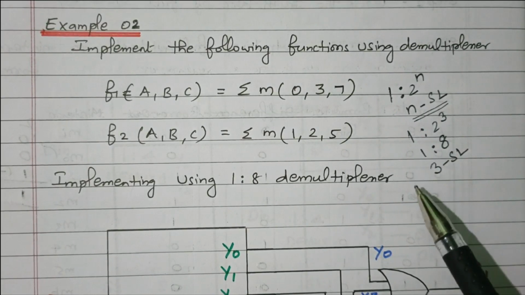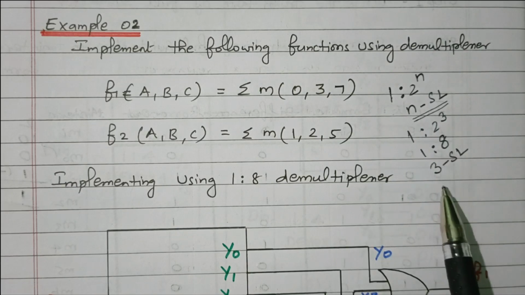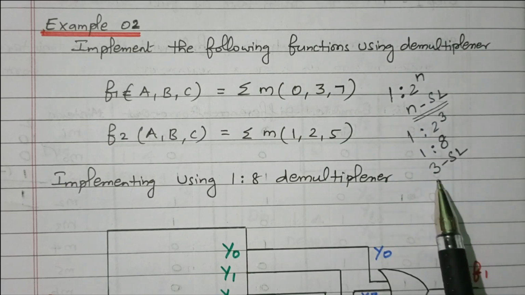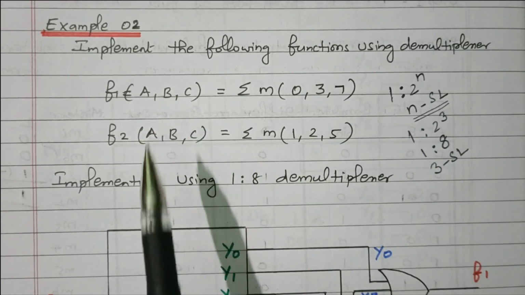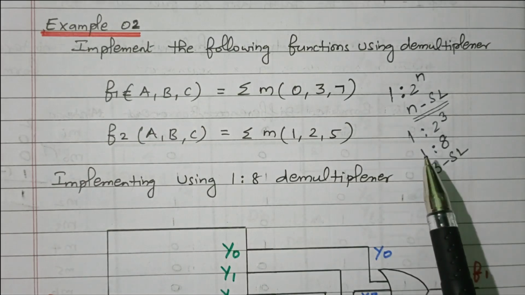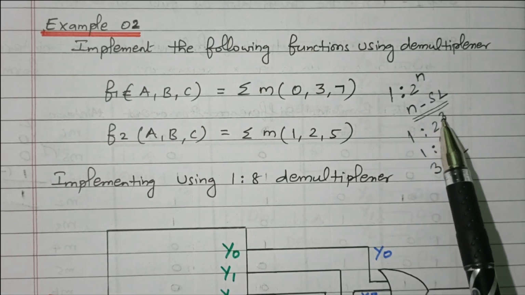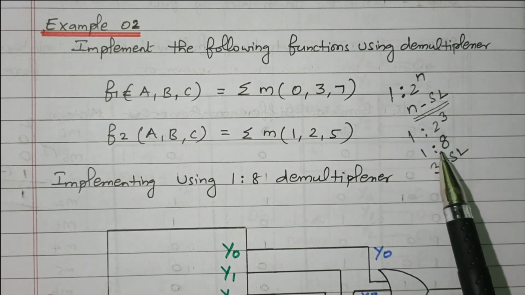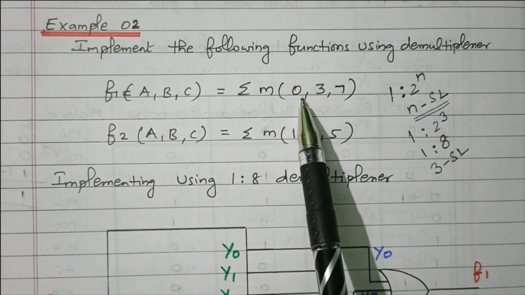So to implement the functions f1 and f2 we need a 1 to 8 demultiplexer with 3 selection lines. What are these 3 selection lines? They are A, B, C. What is the one input? The input is logic 1. So we get 8 different outputs. For example, 2 to the power 3, 3 variables means 8 combinations, 0 0 0, 0 0 1 like that. Among these 8 combinations, f1 requires only 0, 3, 7.